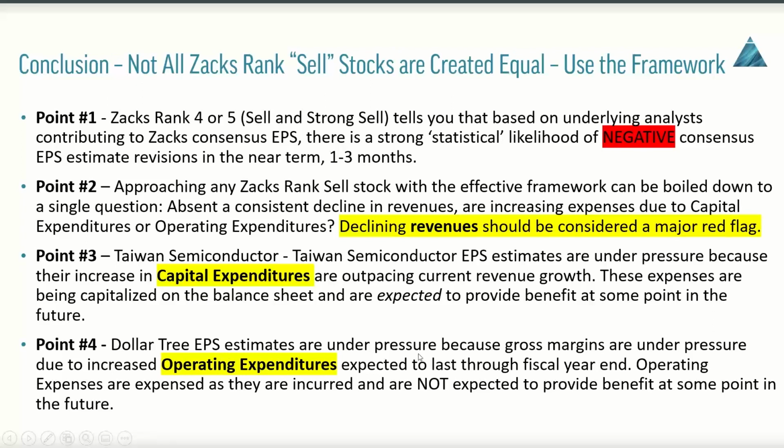Those estimates are under pressure because gross margins are under pressure due to increased operating expenditures, right? Those freight costs are expected to last through fiscal year end, right? Operating expenses, again, are expensed as they are incurred and are not expected to provide benefit at some point in the future. So in the case of Dollar Tree, is this likely to cause a material shift long-term in their business model and change their overall business for the worse? The answer is obviously probably no.